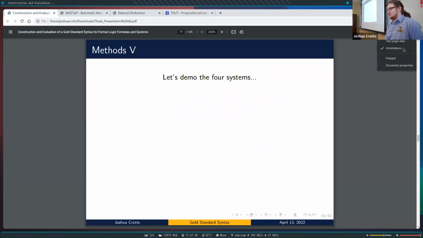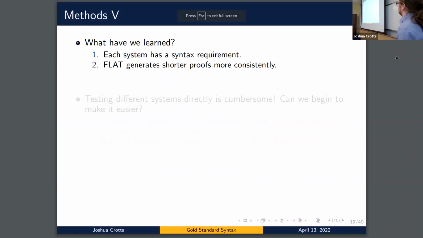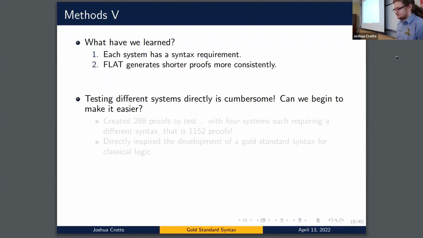So let's jump back into the presentation. What did we learn? Well, as you may have noticed, each system has its own syntax requirement. Each one has certain symbols that it can use and understand. But we also noticed when we were testing it that FLAT generates shorter proofs more consistently, proofs that students can understand and digest. And importantly, it's very cumbersome to test systems very quickly.